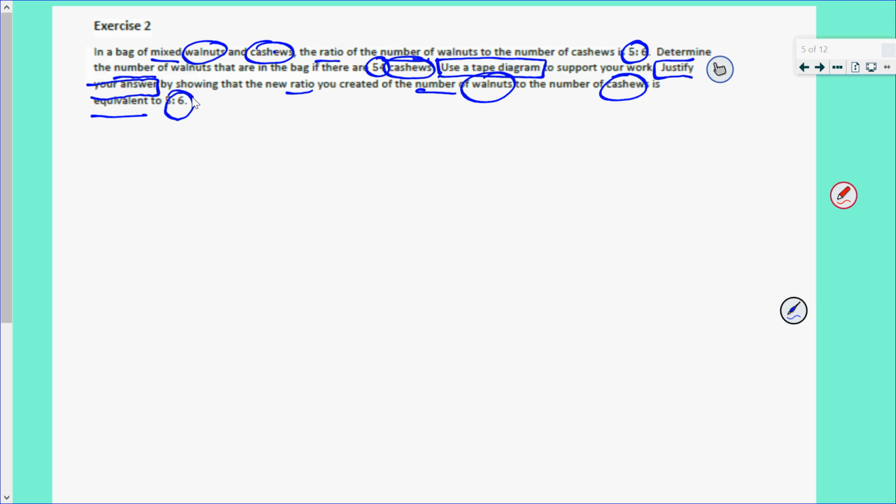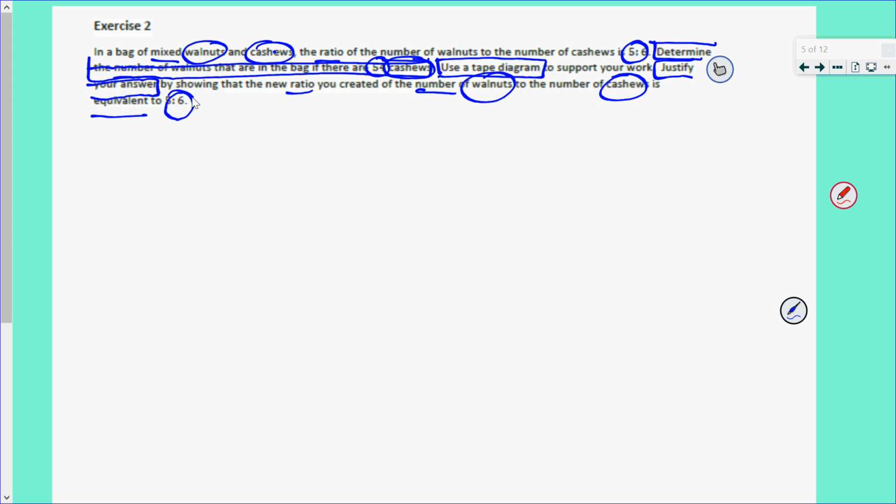I'm going to wait till over here we're ready. There's a lot going on here. And right here. Okay, talk to me, yes. Justify your answer by showing the new ratio you created of the number of walnuts to the number of cashews equals 5 to 6. Very good. Okay, so I didn't box that whole thing, but I did box justify your answer. Is there something else we're supposed to do? Yes, Winter. Determine the number of walnuts that are in the bag. Very good. Here it is. Determine the number of walnuts that are in the bag if there are 54 cashews.